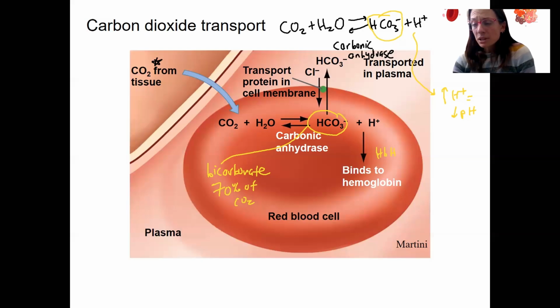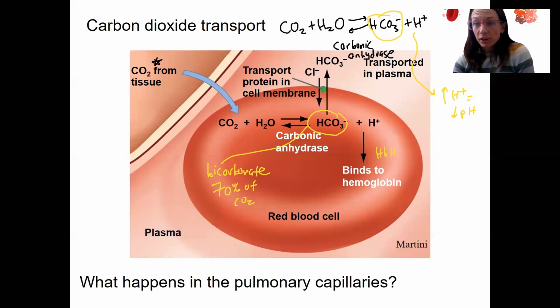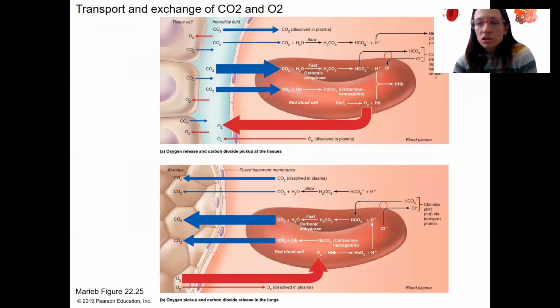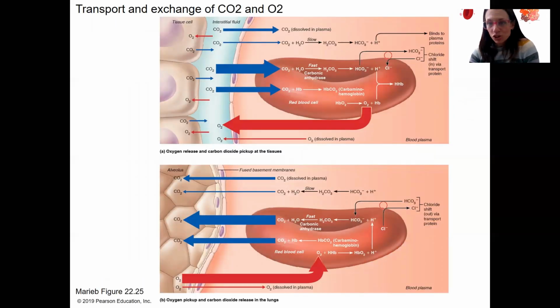Okay, what happens then in the pulmonary capillaries? The opposite, right? We're going to go the opposite direction. I'm going to show you a figure. It's going to be a little complicated. I'll tell you which of this stuff you should know. So here is our tissue cell. This is what we just did.